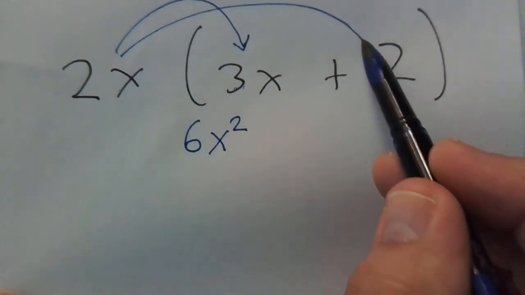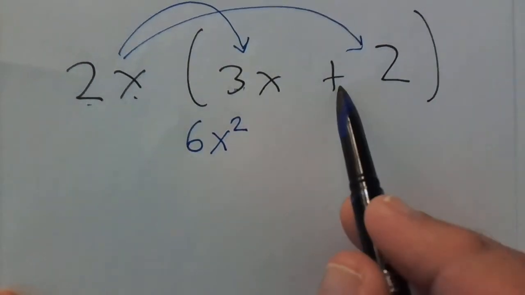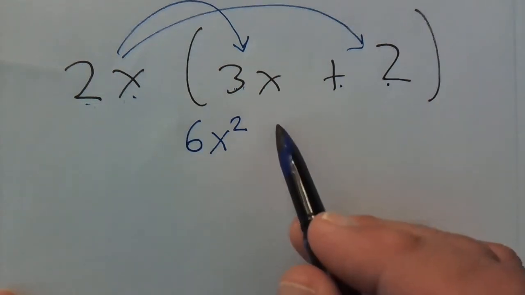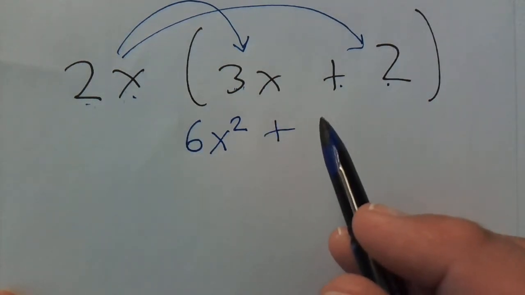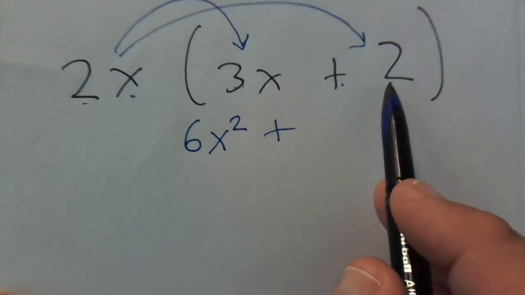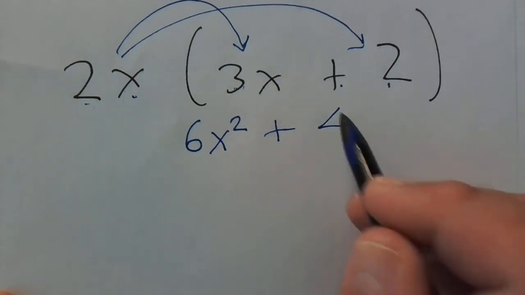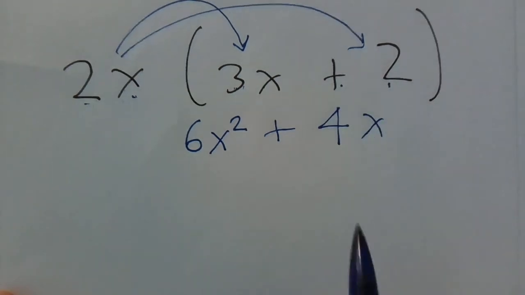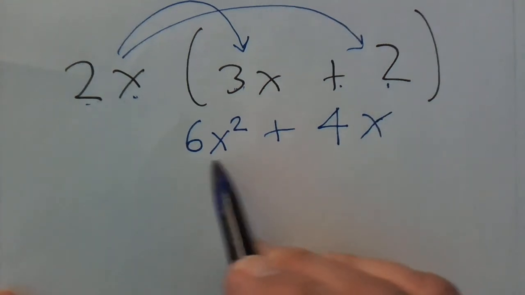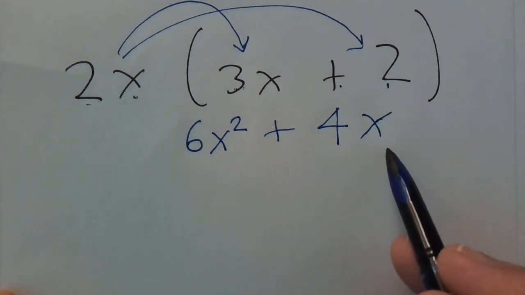Toss it over the wall over here. I've got 2x times a positive 2. I know I've got a positive times a positive, so I know it's going to be a positive. And 2x times 2 is 4x. So our final result for this one is 6x squared plus 4x.